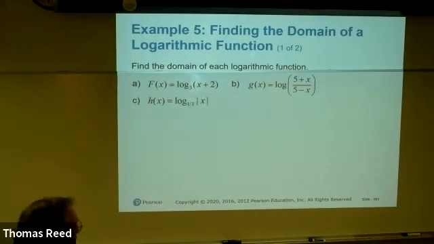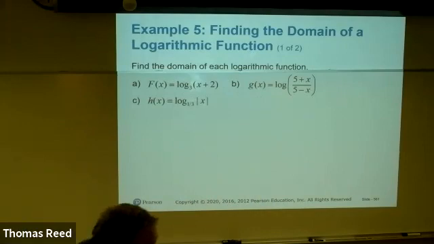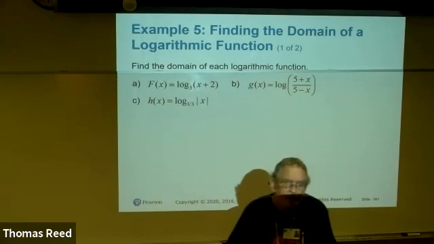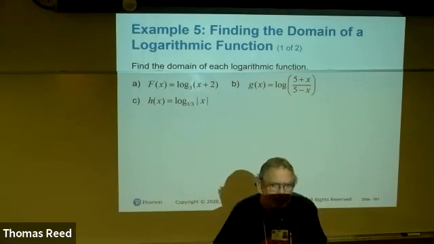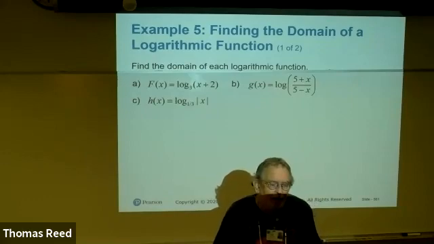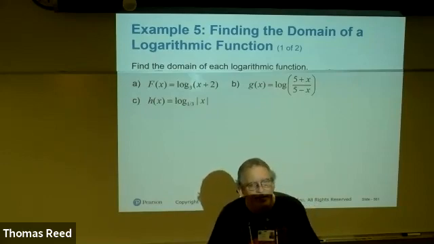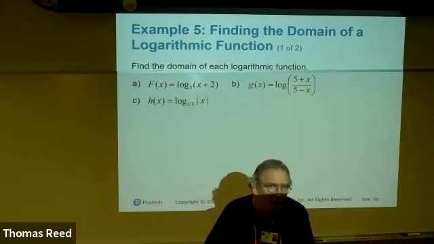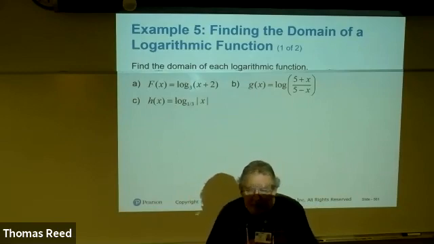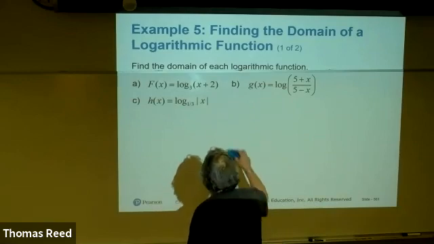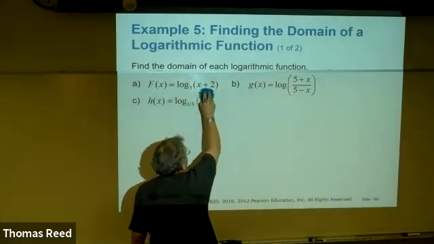Now the domain: what you can put into a logarithmic function has to be a positive number, because non-positive numbers do not exist in logarithm. You can put it in there, but your calculator will say, "I don't know what you're telling me, but it can't happen." So that means x plus 2 has to be greater than 0.